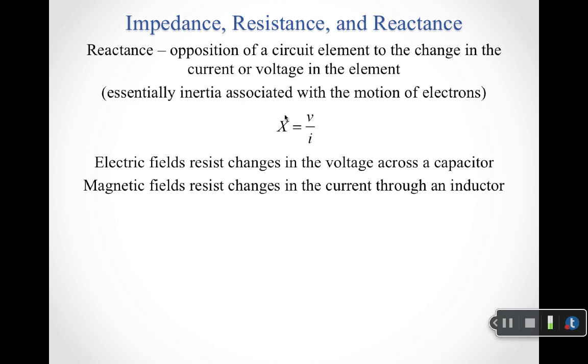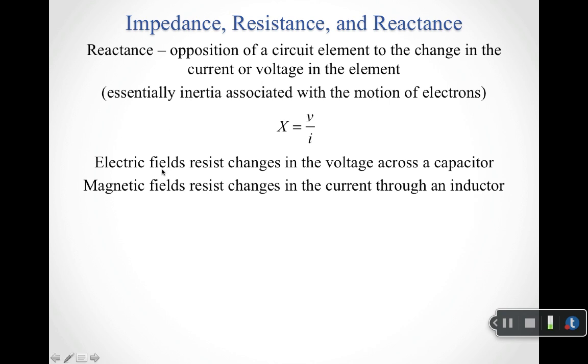Reactance is a very similar concept, but it's an opposition of a circuit element to the change in the current or the voltage in that element. Effectively, it's an inertia associated with the motion of electrons. The symbol we'll use for reactance is a capital X. Again, the reactance is still just the ratio of the voltage to the current, for either a capacitor or an inductor.